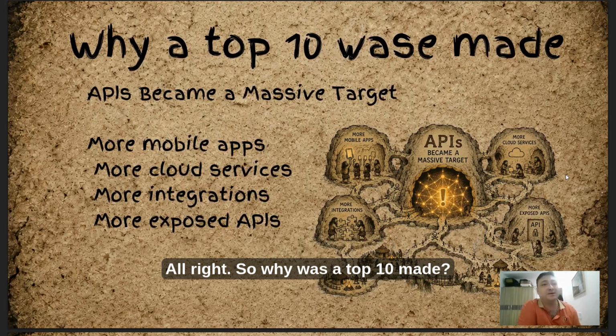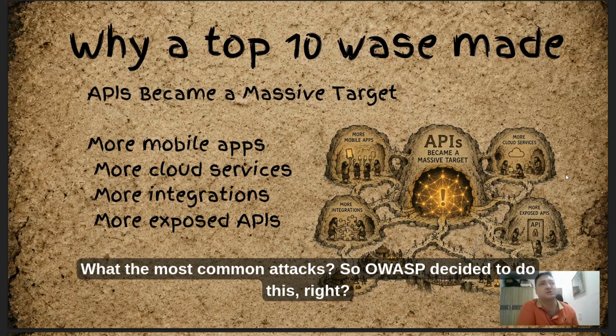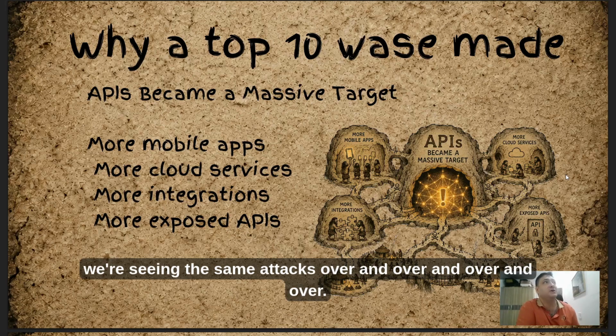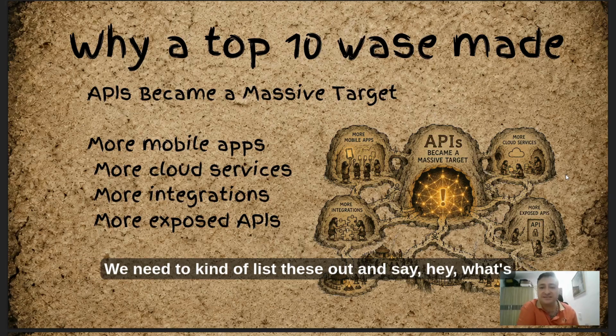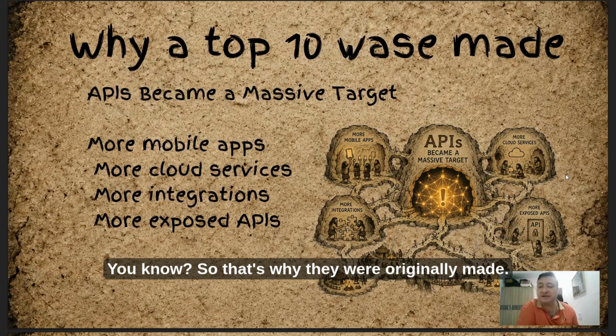All right, so why was a top 10 made? Obviously, we need to look at what are the most vulnerable attacks, what are the most common attacks. So OWASP decided to do this, right? Because if you sit there and go, well, we're seeing the same attacks over and over and over again, we need to address it. We need to list these out and say, hey, what's happening? Why is this so common? So that's why they were originally made.